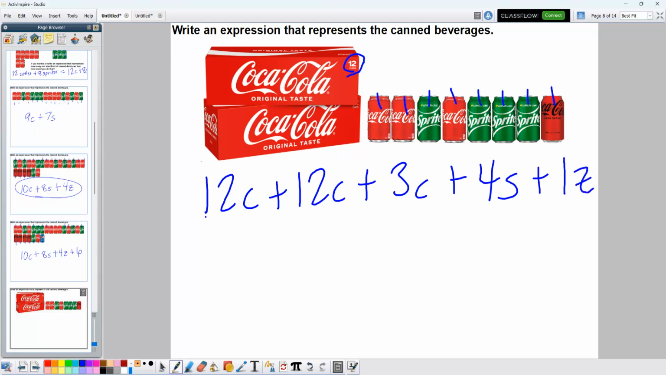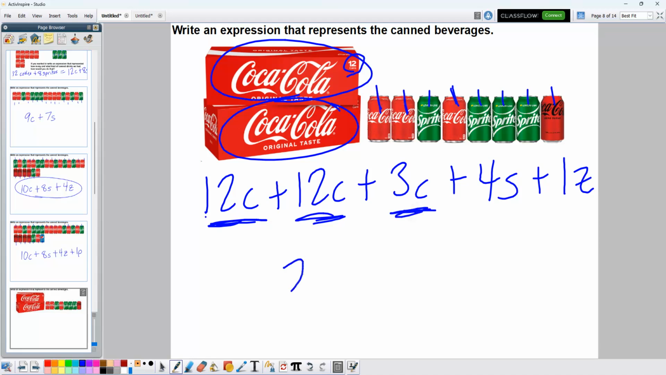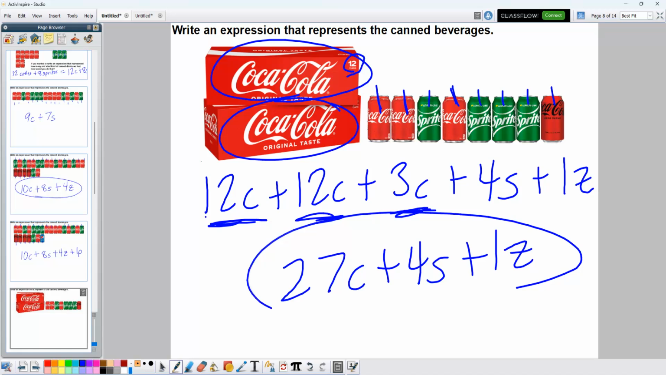And, you know, if I want to simplify some of these, well, how many total Cokes do I have? Well, I got 12 right here, plus 12 would be 24. So 12 plus 12 would be 24, plus 1, 2, 3 more. That would be 27 Cokes plus 4 Sprites plus 1 Coke Zero. At least it's not Pepsi. Okay?